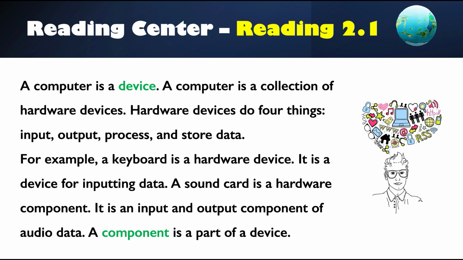A computer is a device. That's right. A computer is a collection of hardware devices. Hardware devices do four things: input, output, process, and store data. For example, a keyboard is a hardware device. It is a device for inputting data. A sound card is a hardware component. It is an input and output component of audio data. A component is a part of a device.